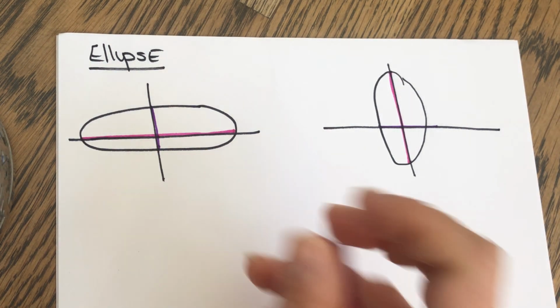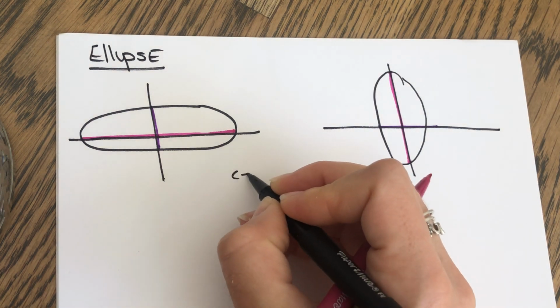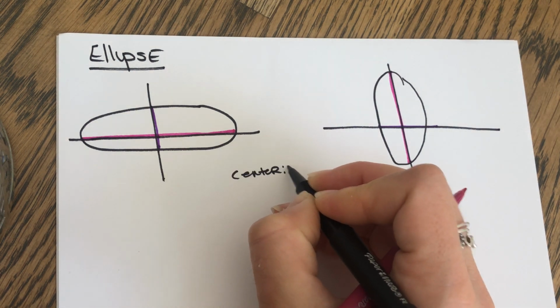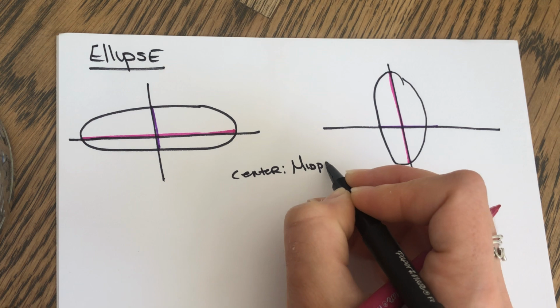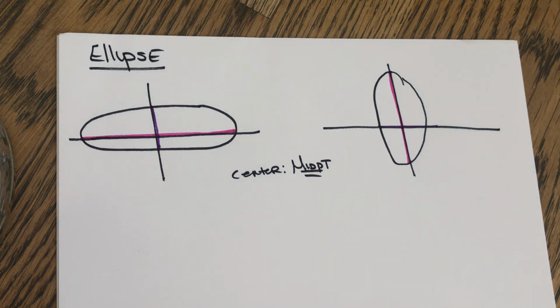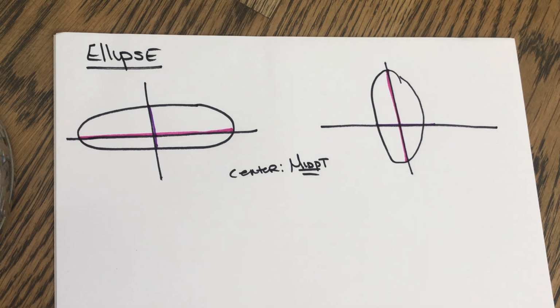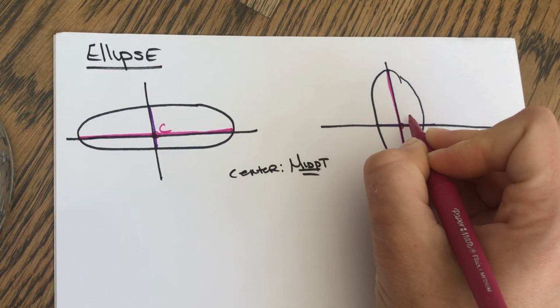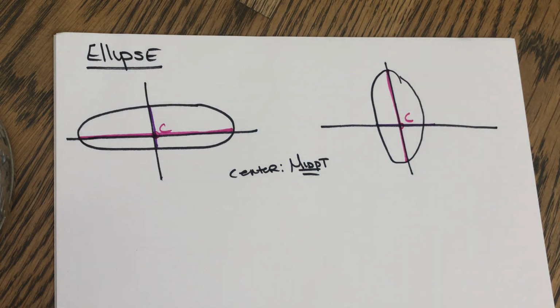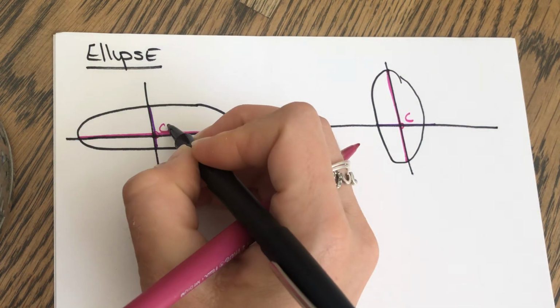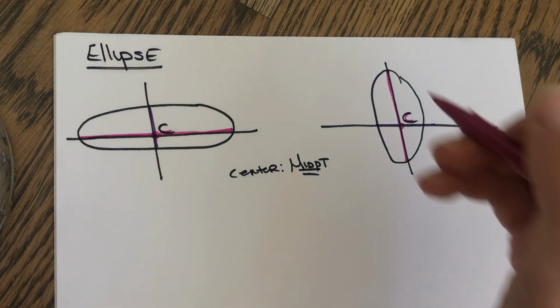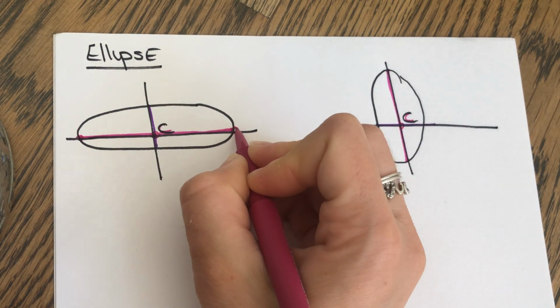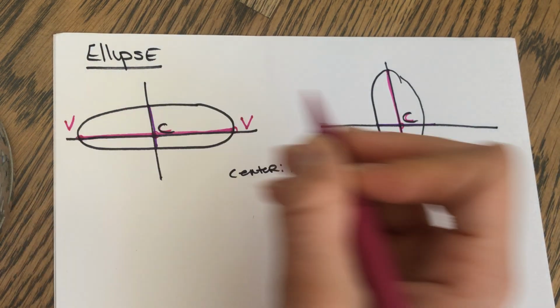So we can just jot some notes down. Remember your center, which is the midpoint of everything. Major is the longer axis. Minor is the shorter axis. So here I'm gonna put C for center. C center, C center. Now, remember these guys, the longer ones, there are vertices.